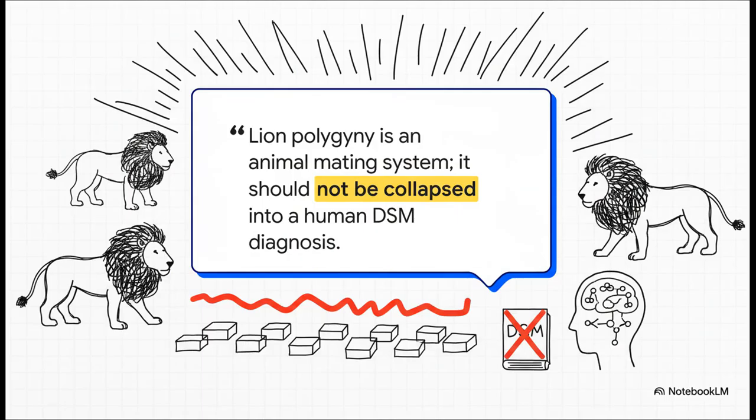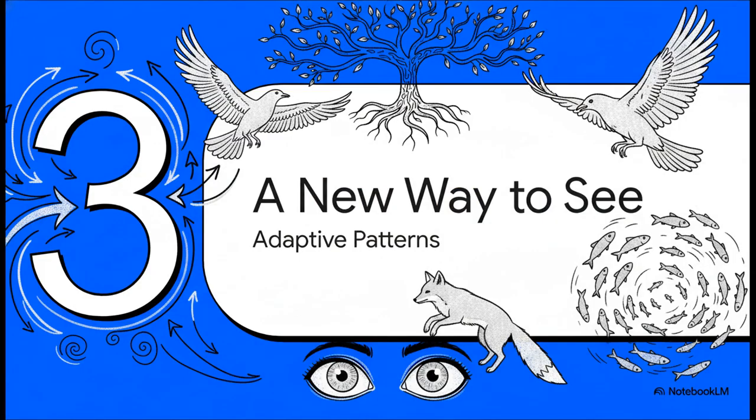And here's another great example of that boundary. Think about a lion pride. They have a polygynous mating system. That's just an animal social structure. The system is crystal clear on this. You can't just take that and try to shoehorn it into a human DSM diagnosis. An animal's social system isn't a human pathology, period.